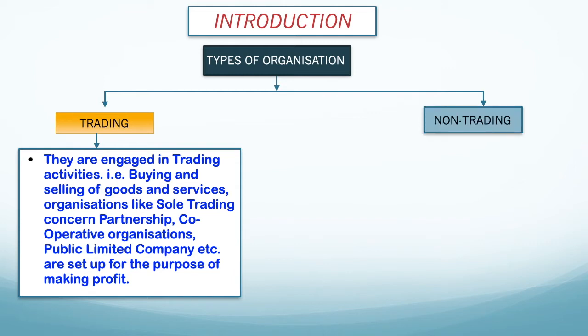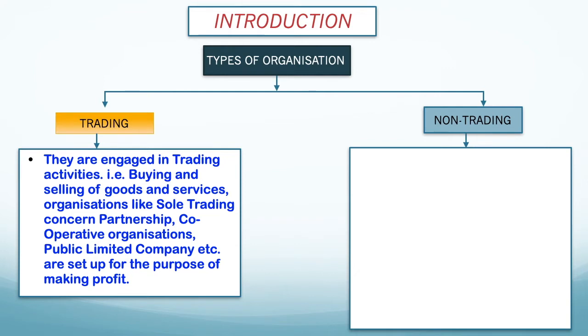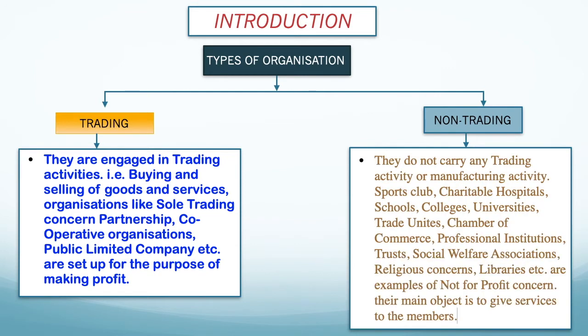Whereas on the other side there is a non-trading organization. They are engaged in non-trading activities. They are not involved in trading activities like manufacturing or buying and selling of goods and services. They are engaged in activities for the betterment of the society or for the members of their own association. So you can see examples like sports club, charitable hospital, school, colleges, universities, social welfare associations, NGOs, religious concerns, libraries, etc. Their main objective is to give services to the members.